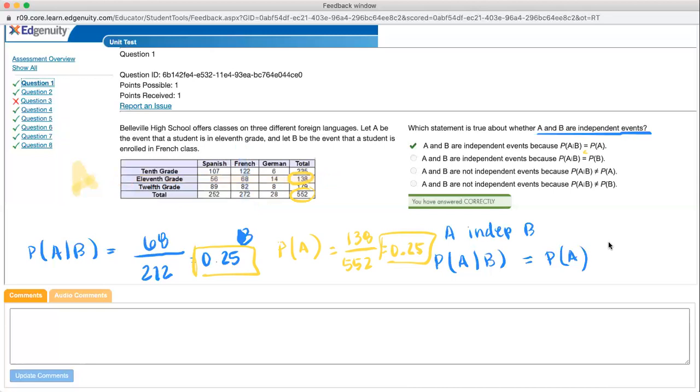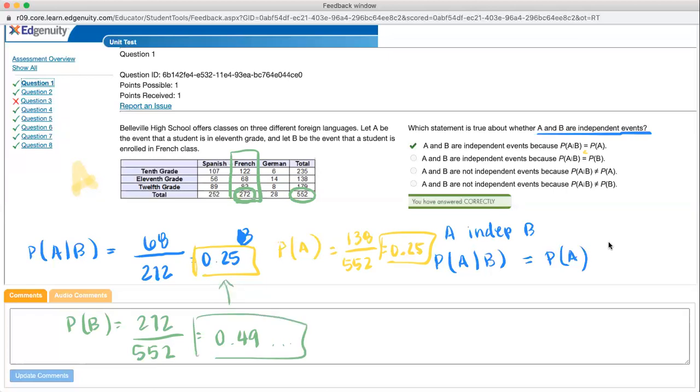If I were to look at the other ones, just for more practice, the probability of B. If I'm looking at the probability of B, which is French class, then it's 272 over the total, which is 552, because nothing's given, right? So I'm just using that. 272 divided by 552 is 0.49 and some change, right? And then looking at those, these two are not equal to each other. But even if we were to look at it with the probability of B, then it would be flipped. Cool.